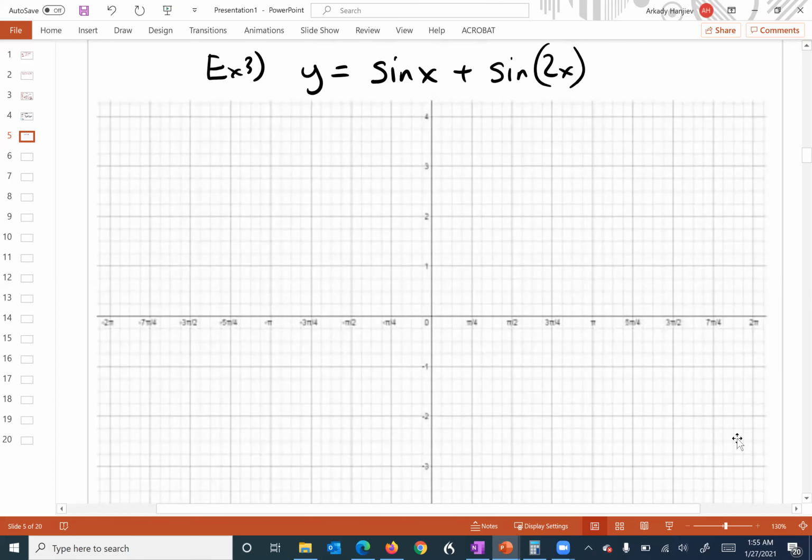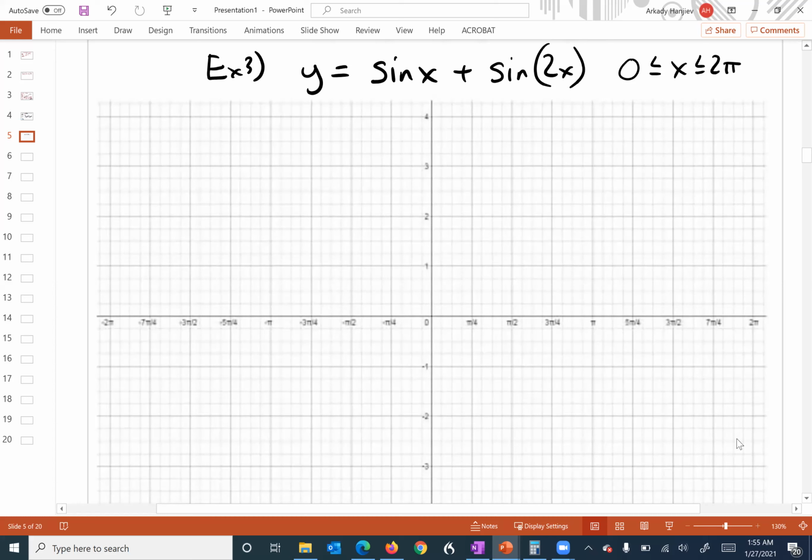All right, got myself some graph paper as well. Oh, I didn't tell you about, let's see, from where to where. So we're going to go from 0 to 2 pi. I grabbed some graph paper off the internet so I can do this a little bit better. And so we're going from 0 to 2 pi.